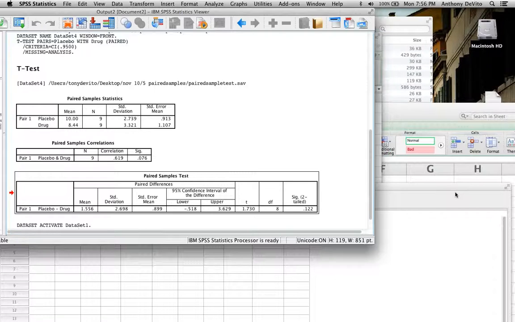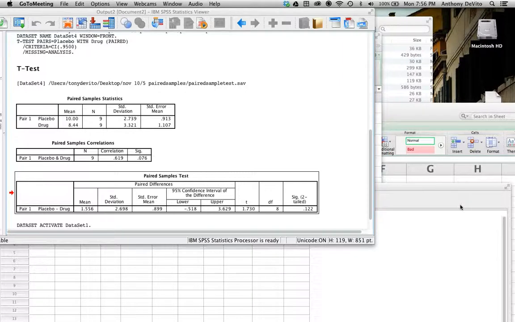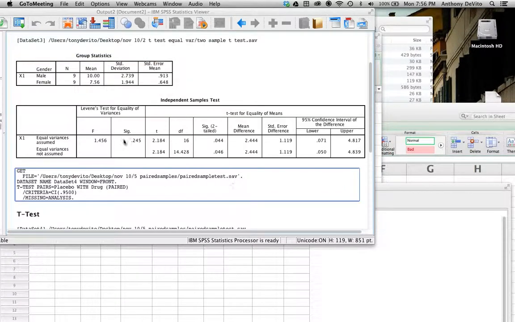When do we use the top test? I'm not sure what you mean by top test. The Levene's significance? Yeah. Oh, we use the top test when, let me see if I can go back to it here. We examine these four boxes here. They represent the Levene's test for equality of variance.